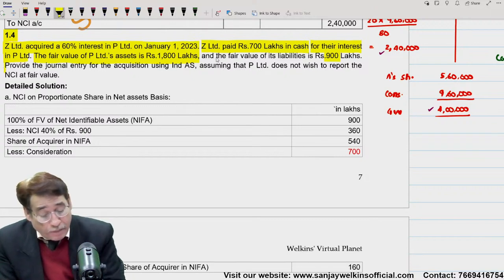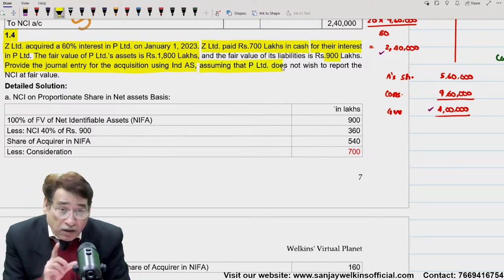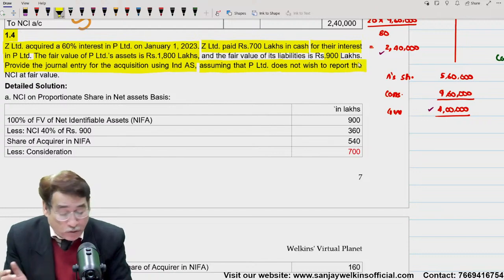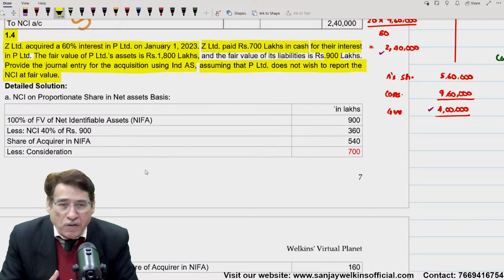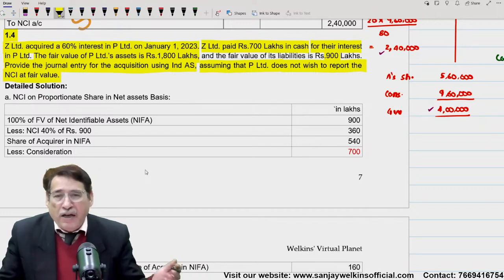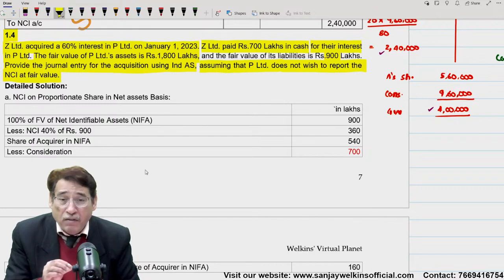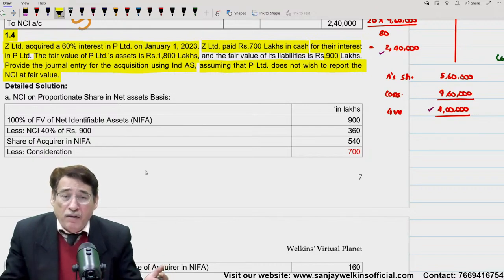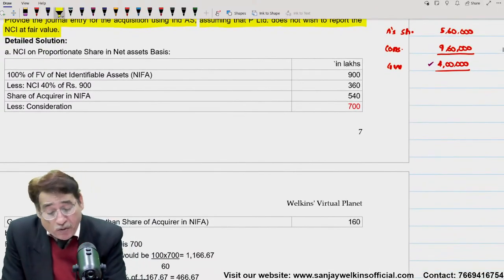Question says provide the journal entry for the acquisition using Ind AS, assuming that P Limited does not wish to report the NCI at fair value. Now in this question it is absolutely clear that the entity is not interested in computing the NCI at fair value. So indirectly it means you will have to compute the NCI at PSNA basis. Is it clear to you? Now I am not solving this question. You can easily do this question.